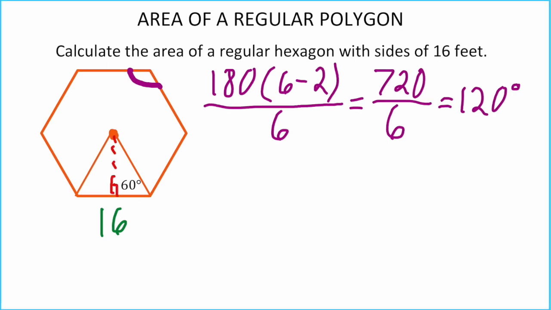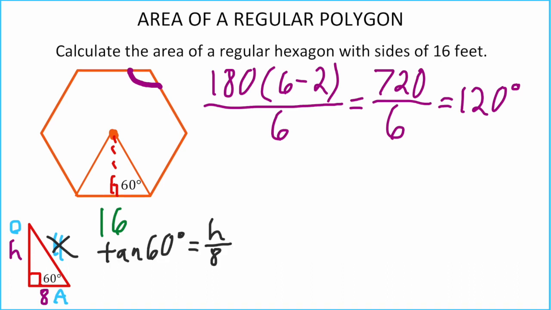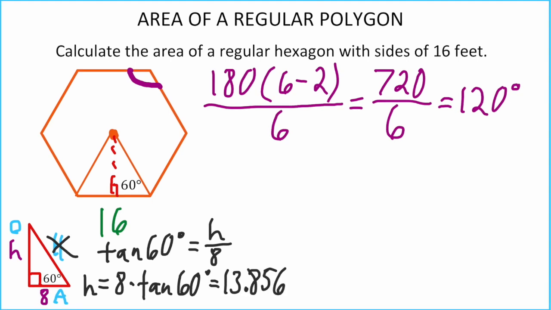Now we've got to find the height. And we want to actually focus on a right triangle here. And here's the key step. That 16 has to become an 8 to find our height. And now we can mark it: hypotenuse, opposite, adjacent. Not using the hypotenuse, we're using tangent of 60 degrees equals h over 8. Multiply by 8, and you get 8 times the tangent of 60 degrees. Our height is 13.856.